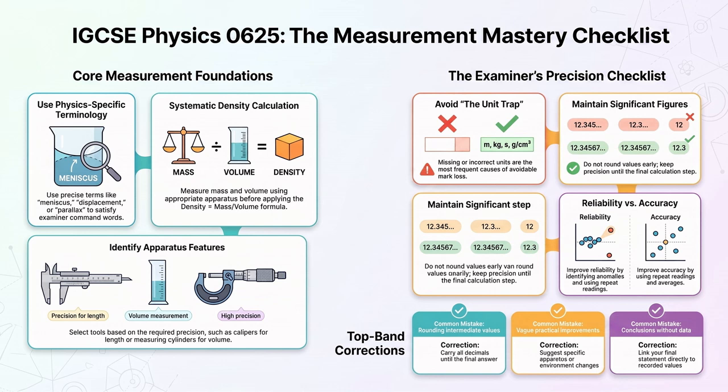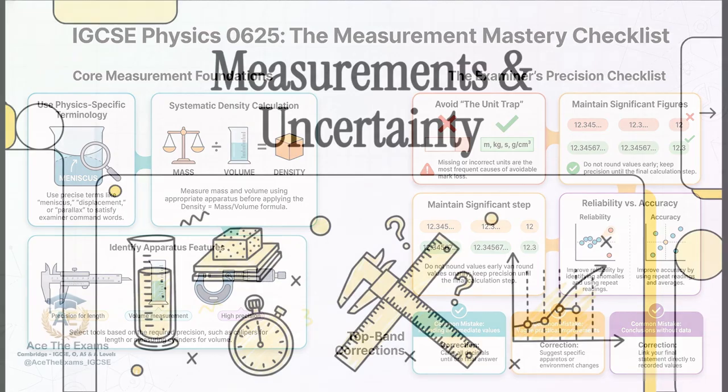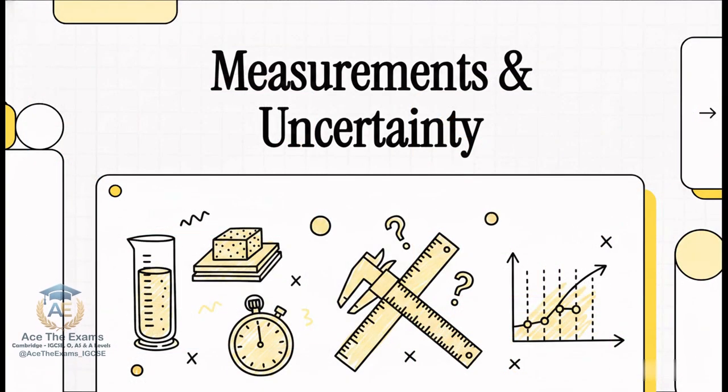You sit the Cambridge IGCSE Physics 0625 exam. You memorize every single formula. But you still bleed marks on paper 4 or 6 and wonder where it all went wrong. Today, we are cracking the examiner's secret rubric for measurements, density, and uncertainty. By the end of this explainer, you're going to know exactly how to build bulletproof answers that literally force the examiner to give you full marks. Let's get right into it.